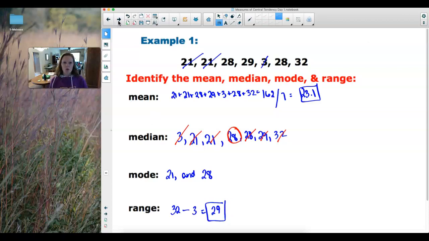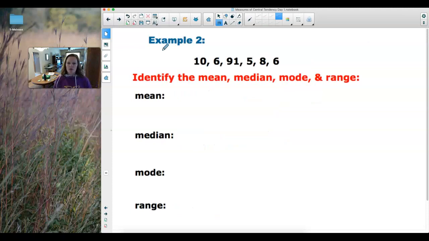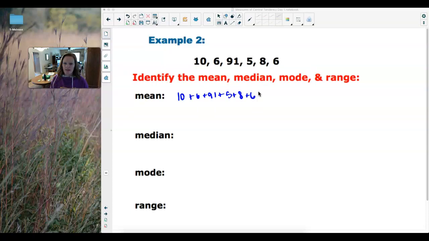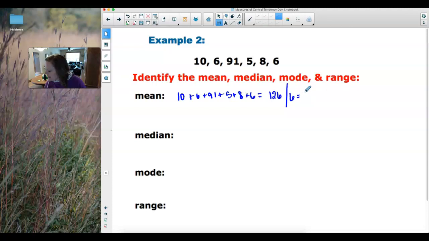Okay, let's do one more. These numbers, we have 10, 6, 91, 5, 8, and 6. So to find the mean, we're going to do 10 plus 6 plus 91 plus 5 plus 8 plus 6. And that gives us 126. And then we are going to divide by 6 because there are 6 pieces of data. So I divide by 6 and we get 21. So the mean or the average is 21.